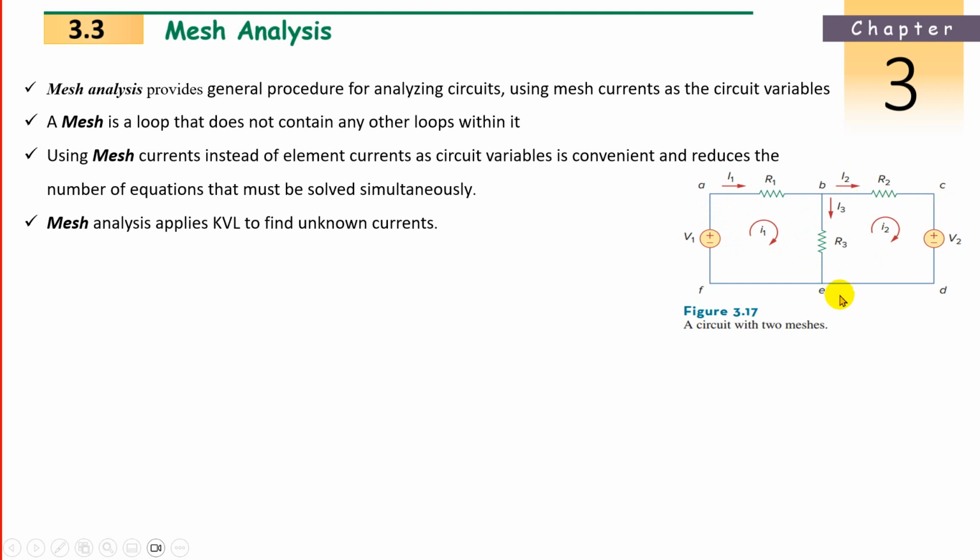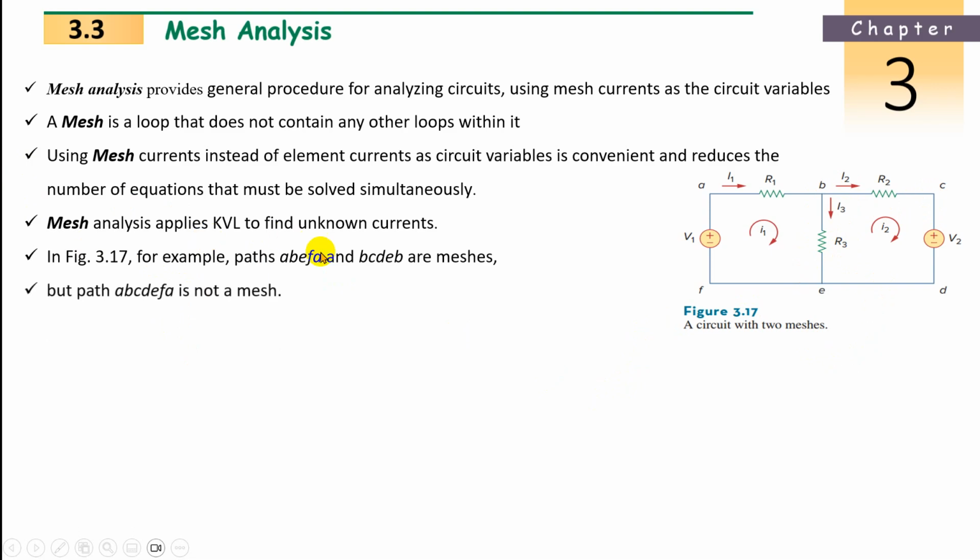Now 2 loops are there. But one confusion will arise: can we take A, B, C, D, E, F as one loop also? No, because current cannot jump past resistance R3. A loop must be an inner closed loop. The outer closed loop we are not considering, because in that loop there is a junction at R3 where the current will divide. So we cannot consider that one. That we have to take care of.